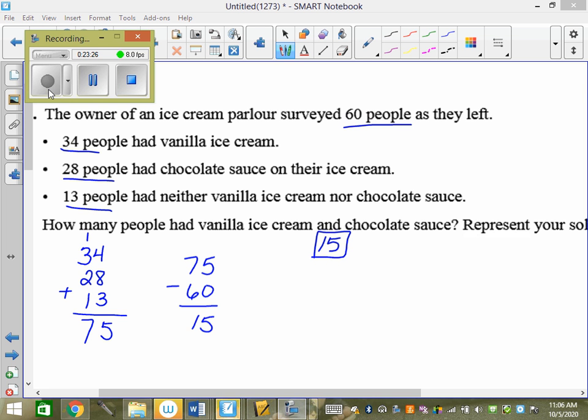You would have to say let vanilla equal V, let chocolate sauce equal C. So you would have to literally tell them what the variables stand for. Why the variables are on the Venn diagram? Yeah, but you drew the Venn diagram, my friend. They didn't.